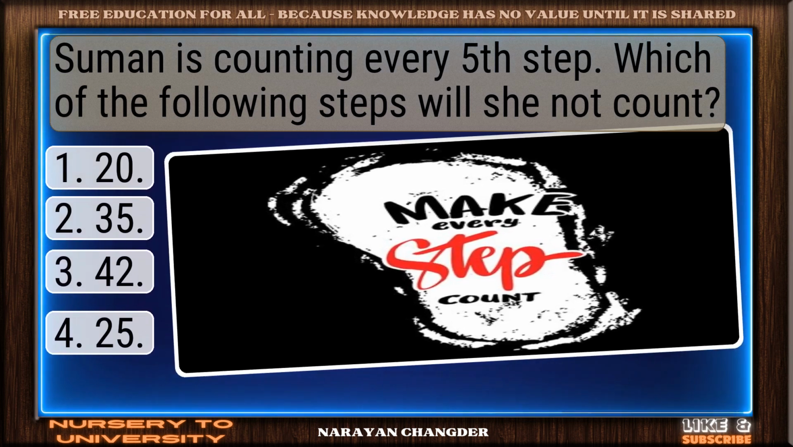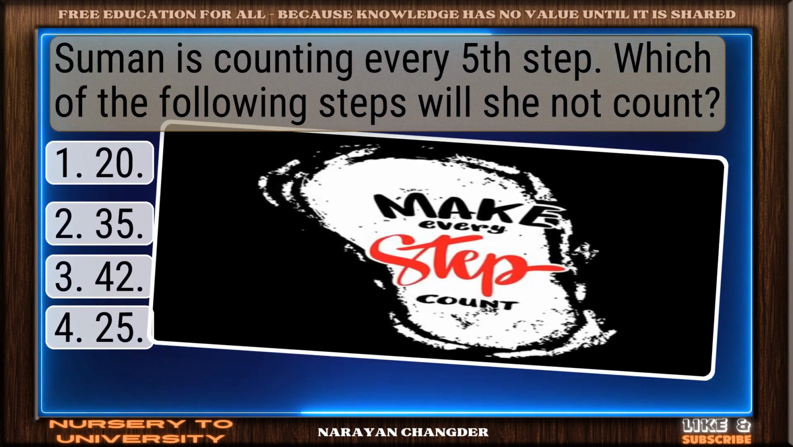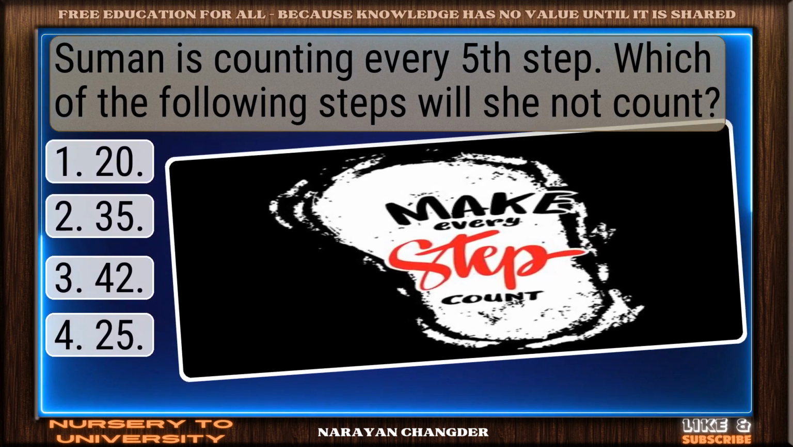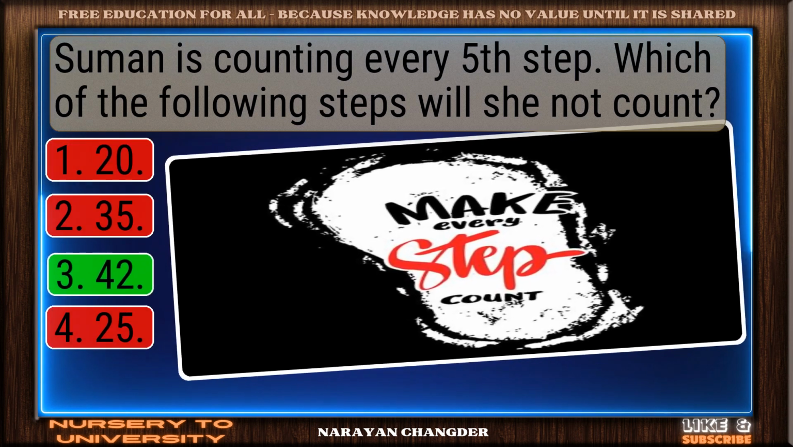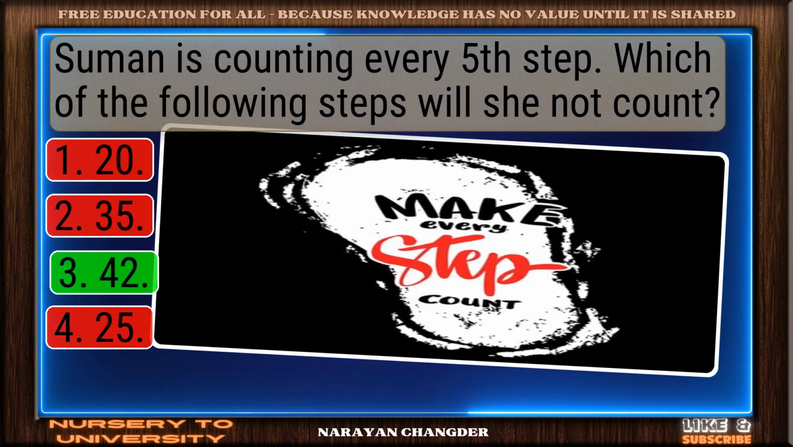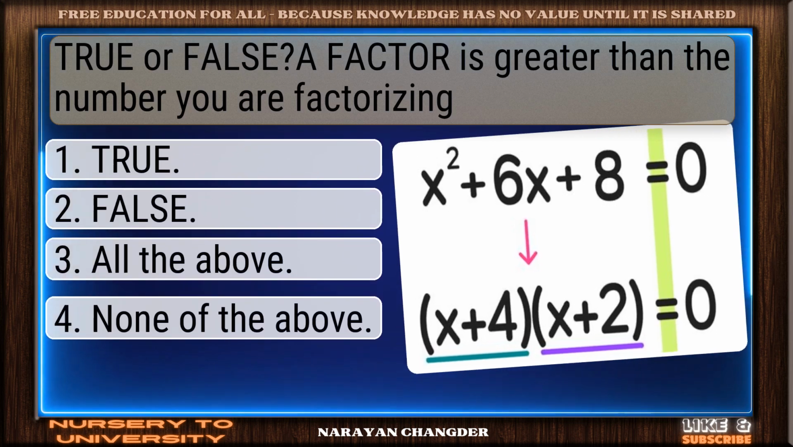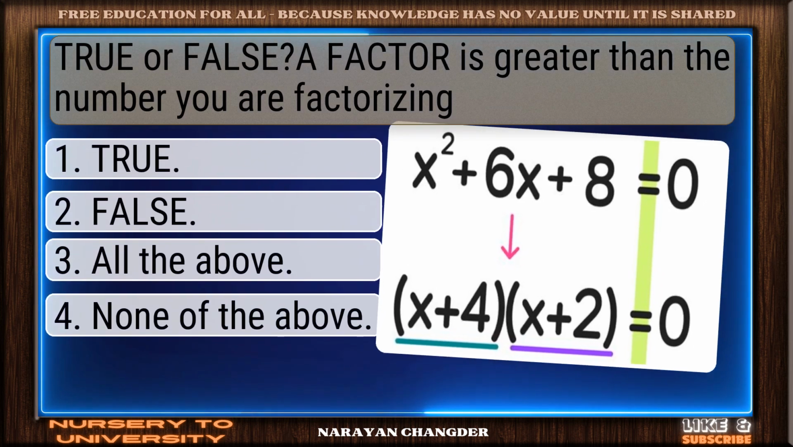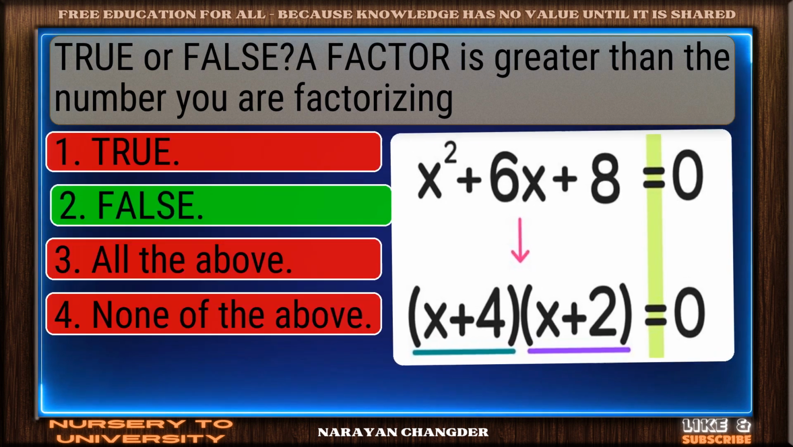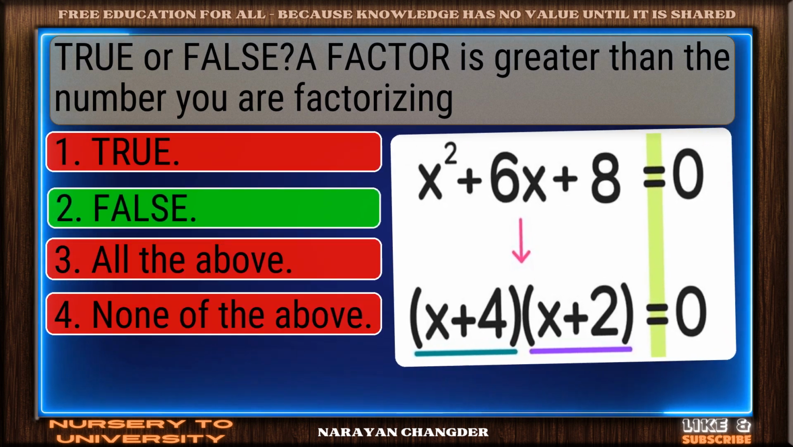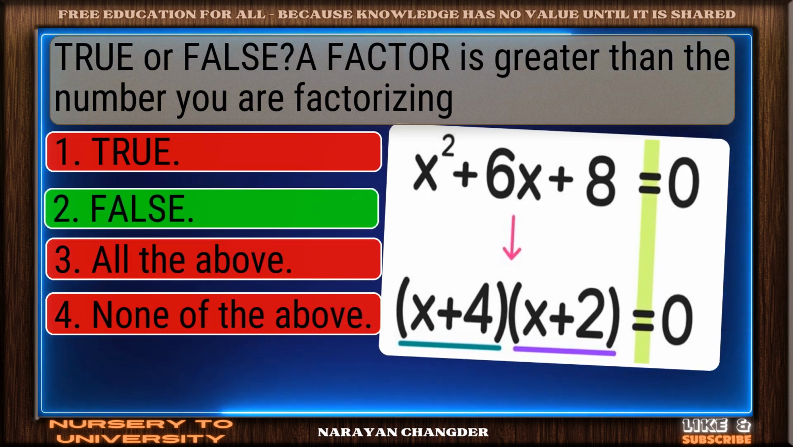Suman is counting every 5th step. Which of the following steps will she not count? You chose 42, and it is correct. True or false? A factor is greater than the number you are factorizing. Well reasoned. False is the correct choice.